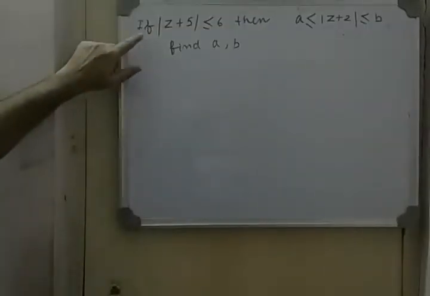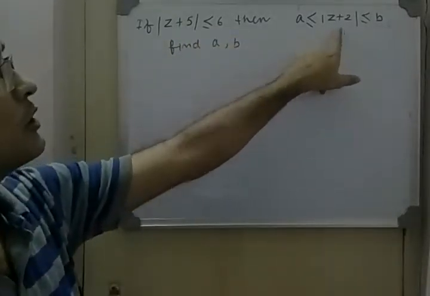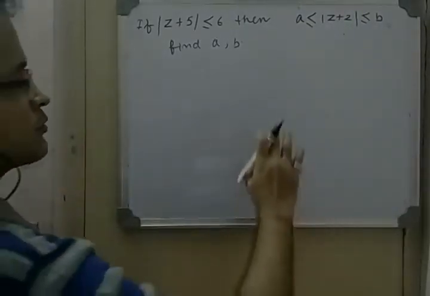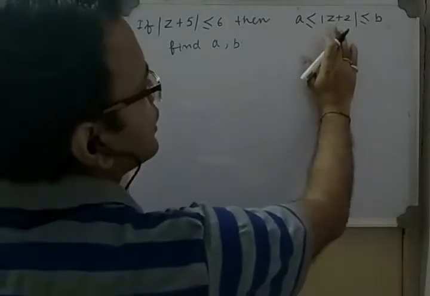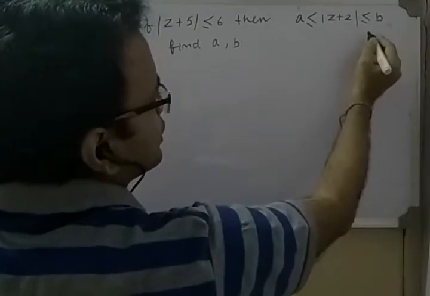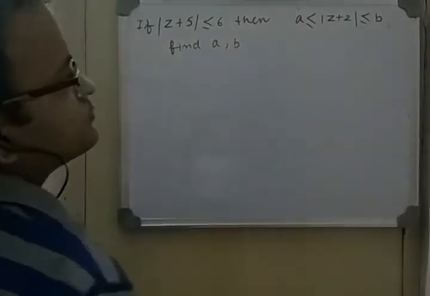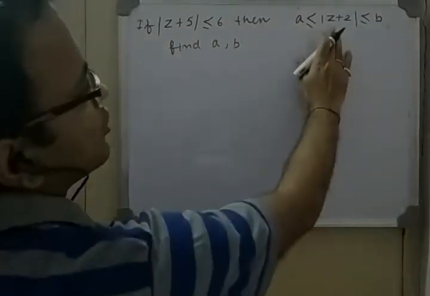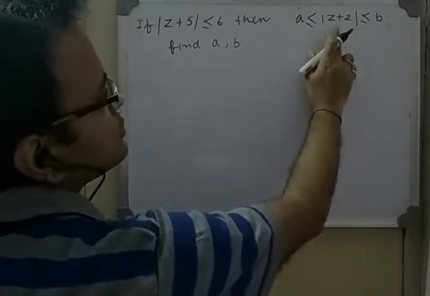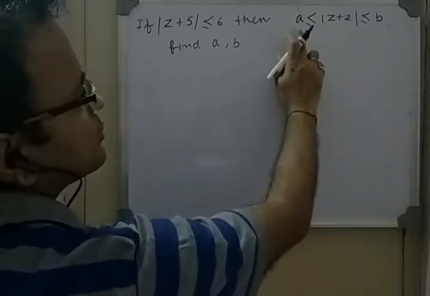This is the problem. If mod z plus 5 is less than or equal to 6, then it is given that mod z plus 2 is within this a and b. So find ab. This problem can be given in a different way, like find the maximum and minimum value of mod z plus 2. So the maximum value is what? B. The minimum value is what? A. Because mod z plus 2 is less than or equal to b, that means the maximum value is b. And then mod z plus 2 is greater than or equal to a. Just reverse it. So this greater than or equal to a, so the minimum value is a.